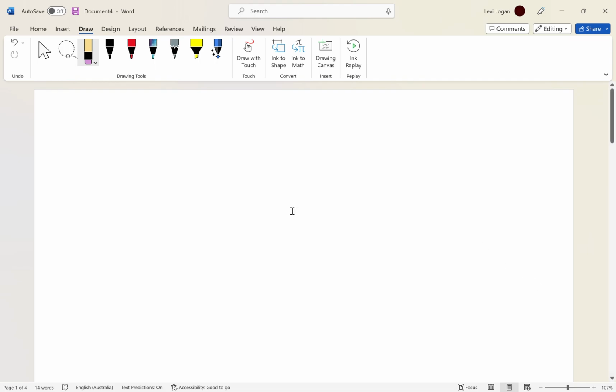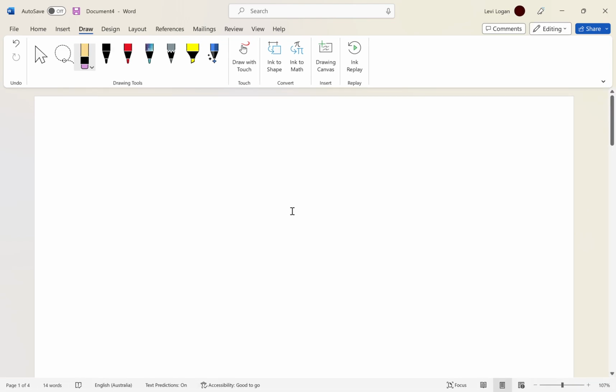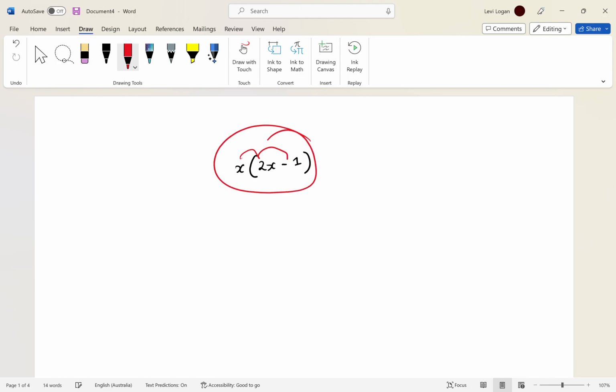Hello, in this video we'll be going over how to expand and simplify algebraic expressions. We'll be mostly dealing with problems that have, let's say, an x at the front and some expression like 2x minus 1 on the inside. We'll be learning how to distribute this to each of the terms and simplify it.